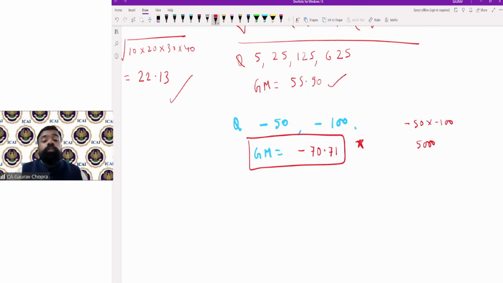But in case of geometric mean, the answer will remain negative. Answer will not convert into positive. Let us understand with the help of a situation. Let's say somebody is saying a company had a loss of 50 lakhs in the first year. There is a loss of 50 lakhs in the first year and in the second year a loss of 100 lakhs.